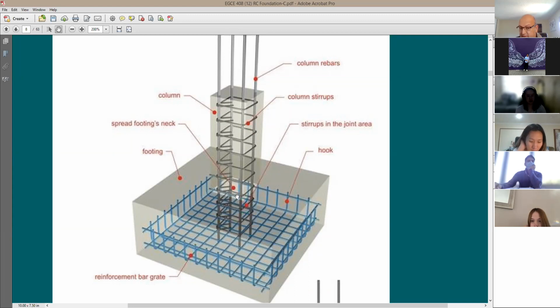You see here what happened? The stirrups are also running through the column, through the footing itself. So the steel of the column will be running through the pad. It doesn't stop above the pad. No, it runs through it. This is to confirm continuity.